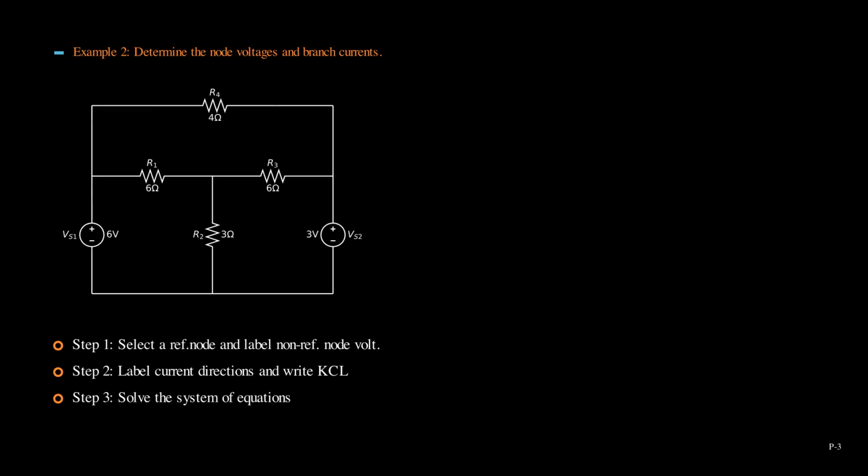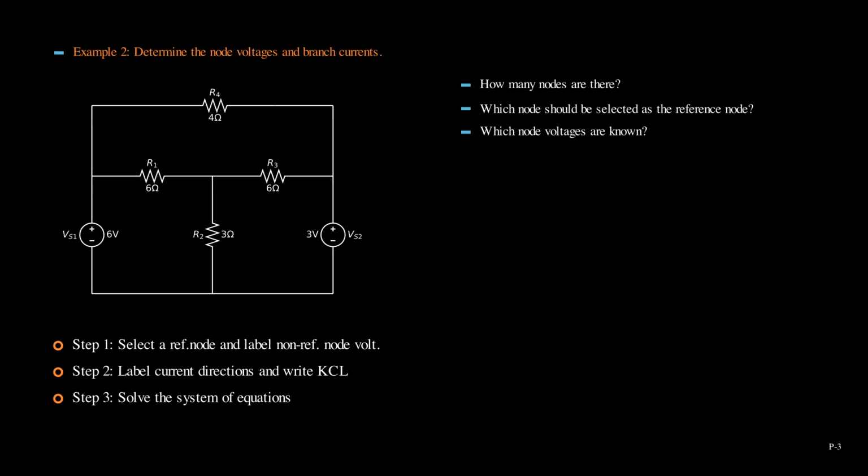Before we start to apply these steps, there are 4 questions you can ask yourself. How many nodes are there? Which node should be selected as the reference node? Which node voltages are known? Which node voltages are unknown? Pause the video and think about those questions. In this example, there are 4 nodes.